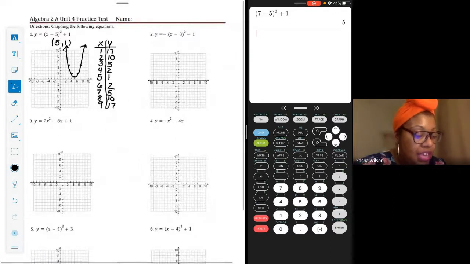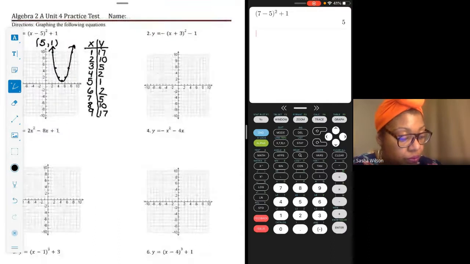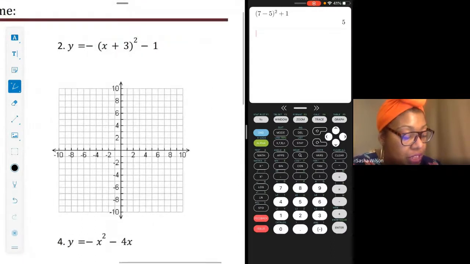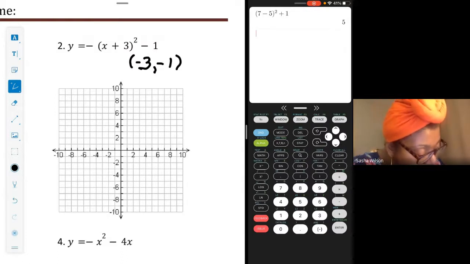Go ahead and take a moment and see if you can do number 2 on your own once you locate the vertex and then make your table. So a couple things we want to note is that in our original vertex form, it's always x minus 3. So since it's x plus 3, we know the x value of our vertex is going to be negative 3, and the y value of the vertex is going to be negative 1. So our vertex will be at negative 3, negative 1.